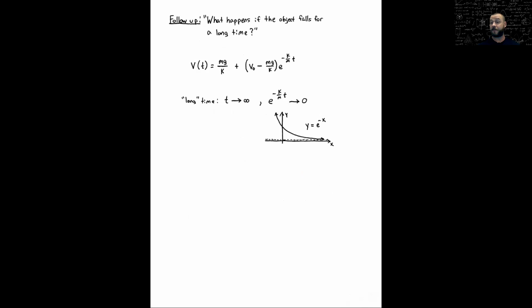What happens if the object falls for a long time? Now, this is where we're considering the gravitational force as well as air resistance. You might know physically what happens. For instance, if a skydiver jumps out of a plane, after a certain period of time, the skydiver no longer accelerates. That's where the skydiver's weight balances and is equal to the force of air resistance. The skydiver has achieved terminal velocity.